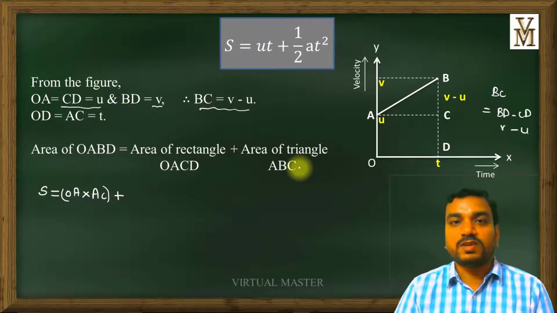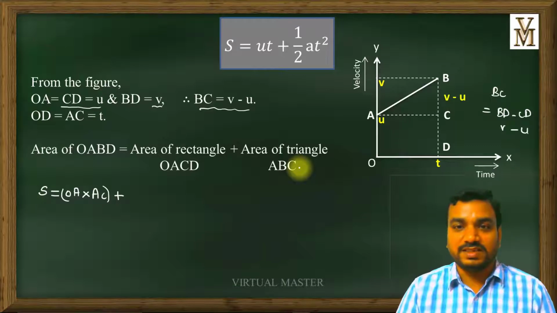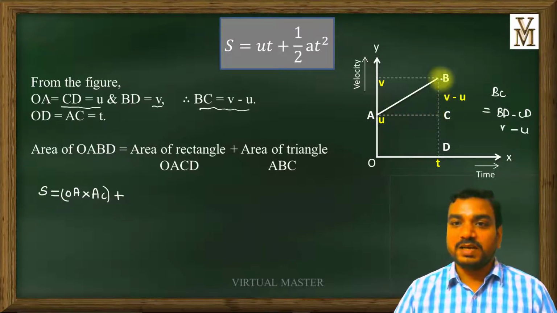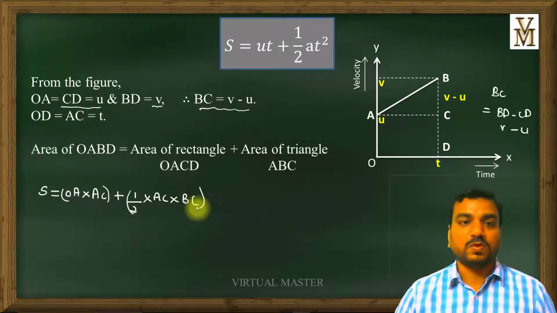What is the formula for the area of a triangle? It is equal to half into base into height, isn't it? Now what is the base here? AC is the base of the triangle ABC and BC is the height of the triangle ABC, isn't it? So I can write half into base. What is base here? AC. Base into, and what is height? Height is BC. Okay.